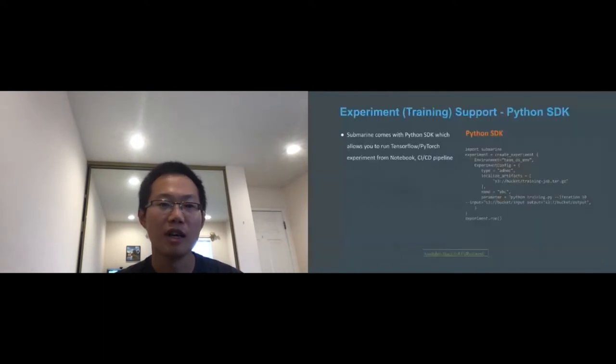We also have training support. We have a Python SDK. You can create an environment here. You choose what the environment is, which is Docker and Anaconda dependencies. You choose where your training code is located. This training code is located in S3, and you specify the parameters to train your model, and also the input and output locations. Once we call experiment.run and run this Python script, it submits the job to your distributed cluster like Kubernetes and runs it, without the user needing to understand whether it is running on Kubernetes or not. So the user doesn't worry about that.